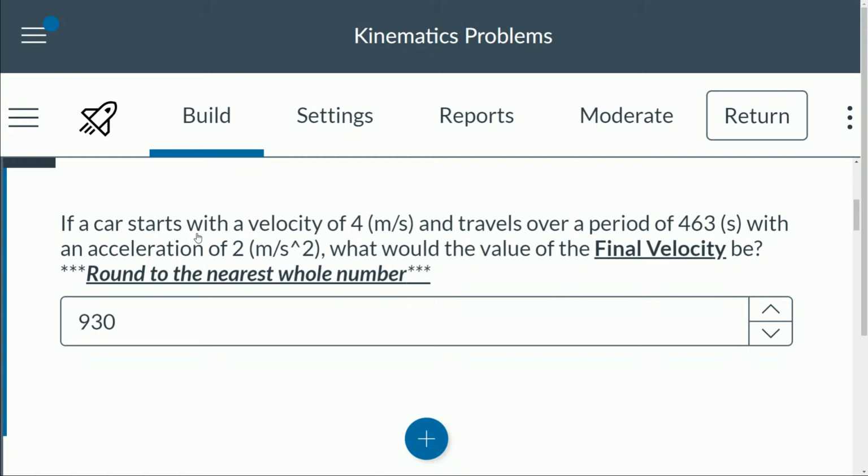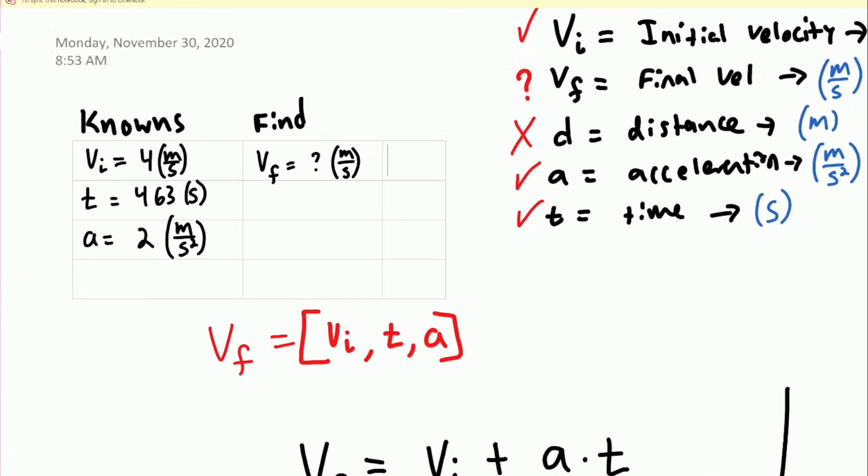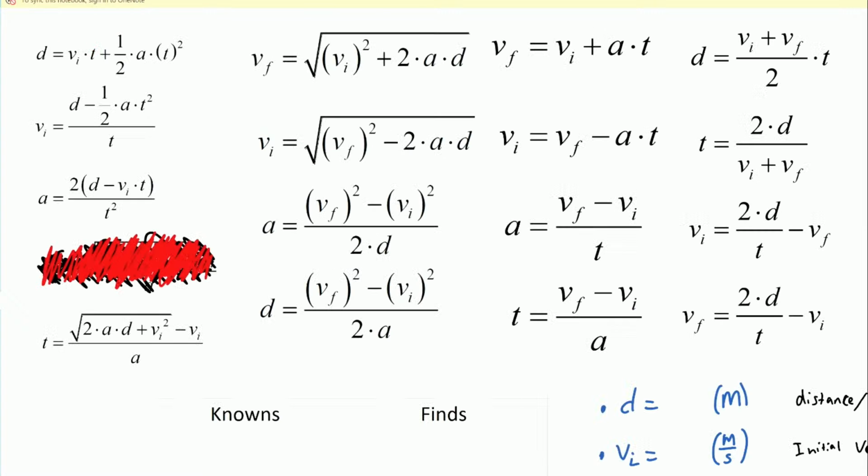Oh, you guys can't see what I'm writing. I apologize. So what I was saying was, I know that I need to find the final velocity. I'm given the initial, the acceleration, and the time, but I do not know anything about the displacement. So any equation that has displacement in it, I cannot use. So in order to cut all of these equations, I need to edit this and get rid of this one. But you know what I mean.